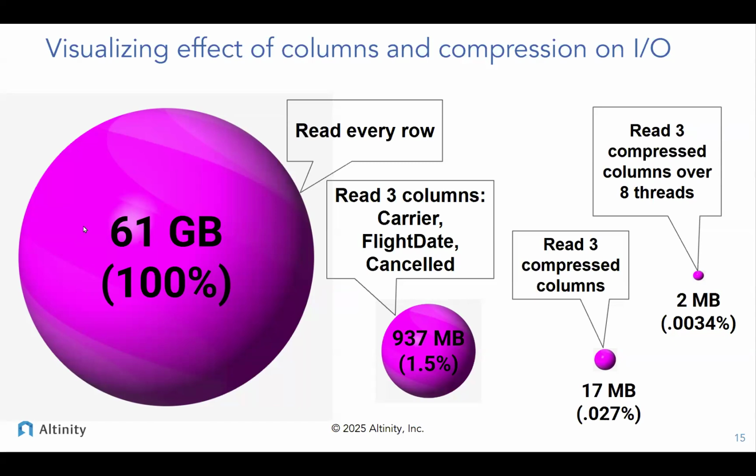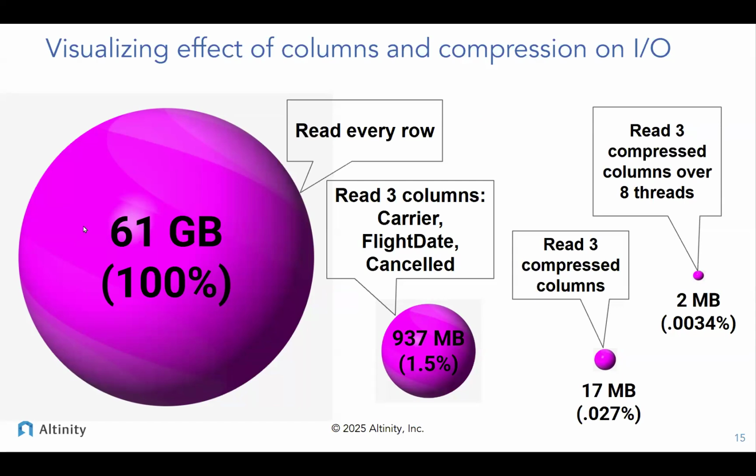Now in ClickHouse, because it's a column store, right away we're going to drop out most of the data. This particular table has 109 columns. We're actually going to read only about 1.5% of that data. So right there, we're down to less than a gig of data. We've knocked it down by a factor of over 60.